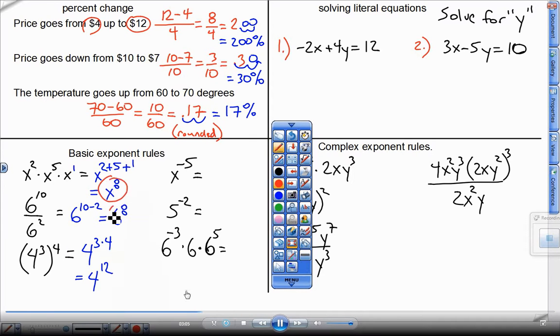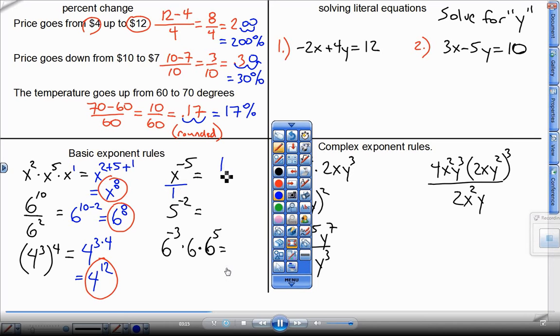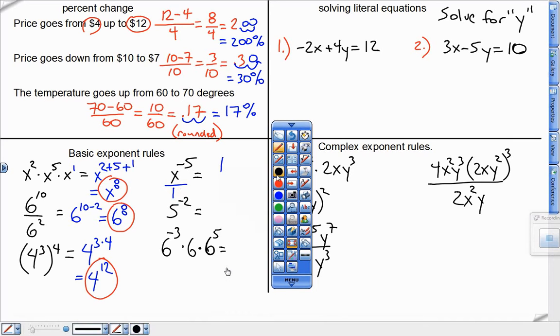X to the negative 5. The rule with negative exponents is to put them over 1, flip them, or find the reciprocal. That 1 goes to the top. That x to the negative 5th goes to the bottom, and when it does, it becomes positive. Always. So when you flip over a negative exponent from top to bottom, it always becomes a positive exponent.